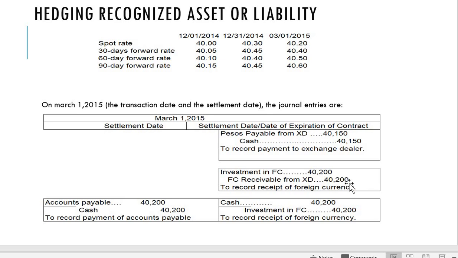Okay? Also, since for the hedge item we already have payment, we settle with a debit to accounts payable, credit cash for 40,200. Then we record the receipt of foreign currency from the exchange dealer. We'll debit cash, credit investment in foreign currency. You can actually record this as one transaction: you debit cash, credit foreign currency receivable from exchange dealer. So you don't need to debit investment in foreign currency for the receipt, and also credit investment in foreign currency for the collection.